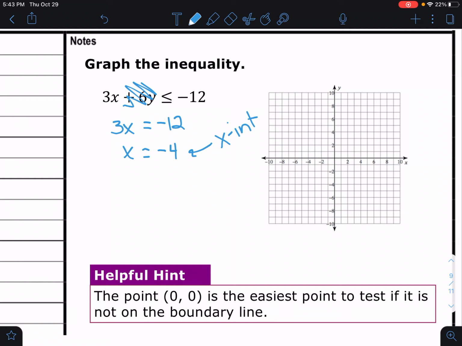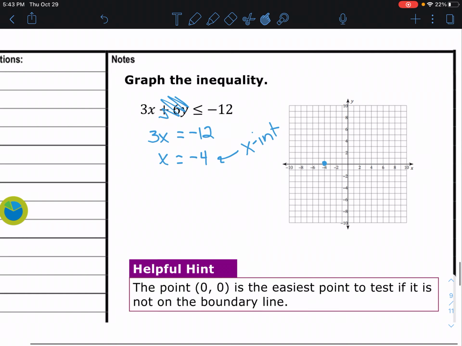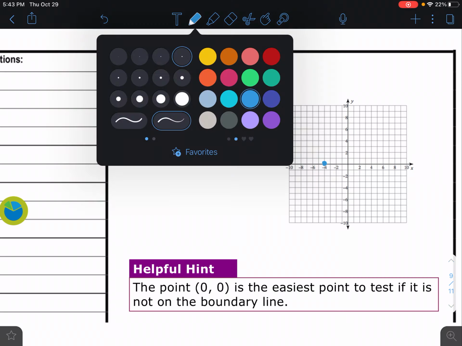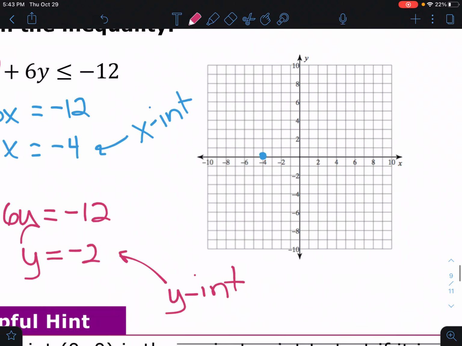Okay, so I'm going to plot -4 on my x-axis. Now, next, I'm going to cover up this and pretend like that's an equal sign for now. Divide by 6, I would get -2. And remember, this is my y-intercept. So I'm going to plot that on my y-axis.